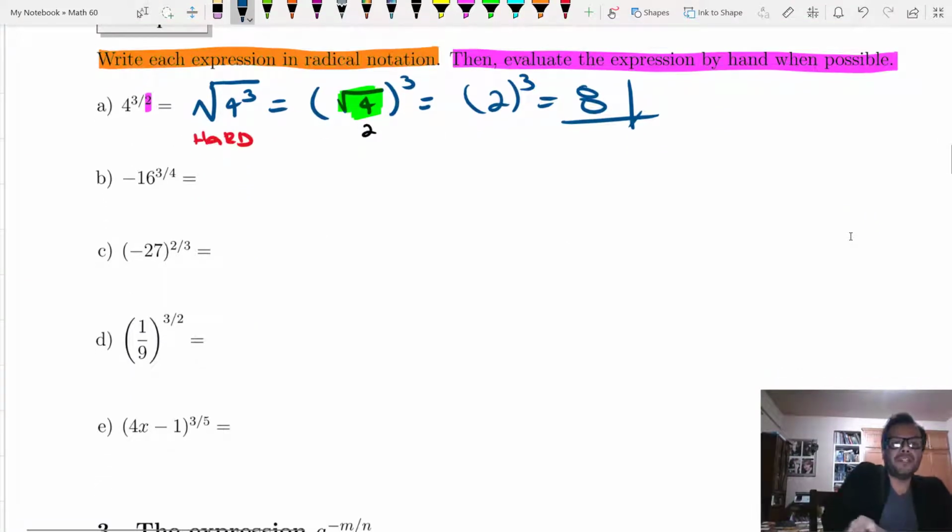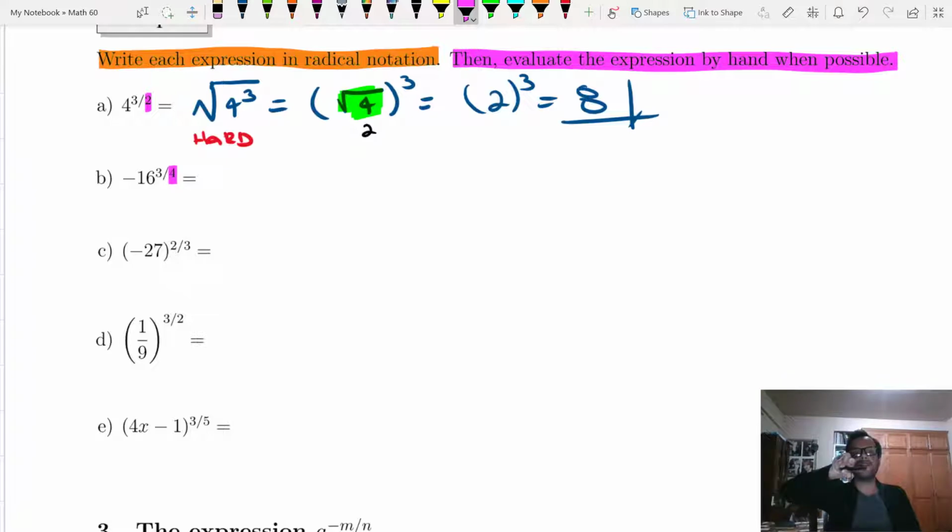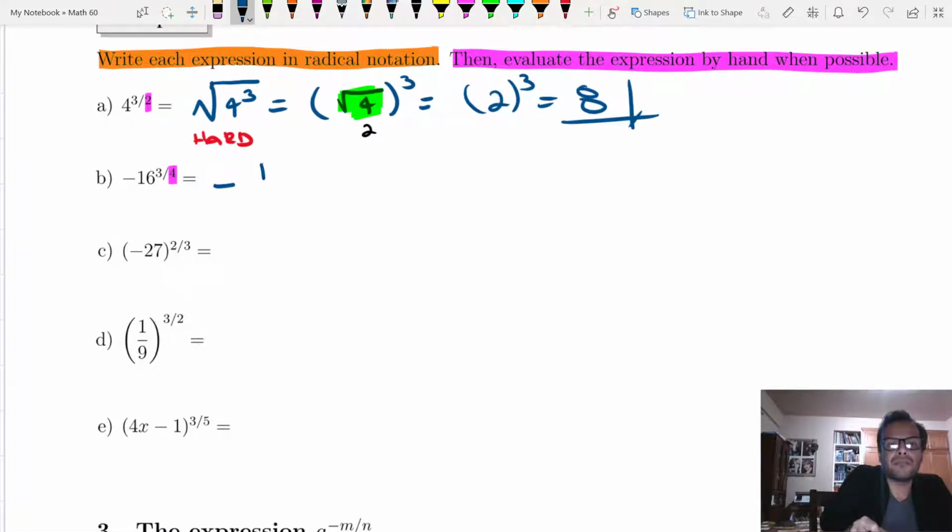Letter B. Okay, notice the negative sign. The negative sign will be carried every single step. At the end, we are going to end up with a negative answer as a final answer. So let's write this using radical notation. Notice the index is 4, so that means the tiny number in the upper left corner of the radical symbol will be a 4, right? Okay, so negative 4th root of 16 to the third power.